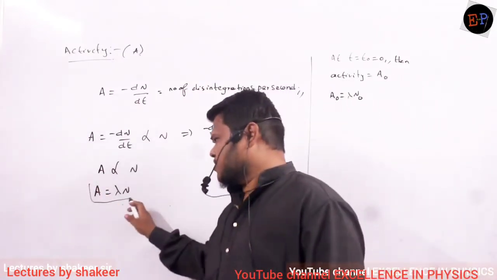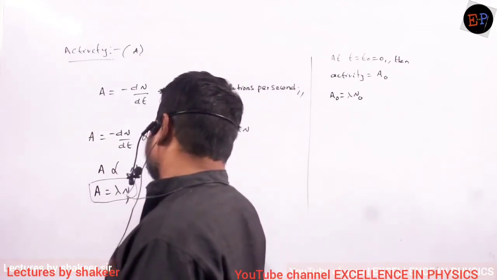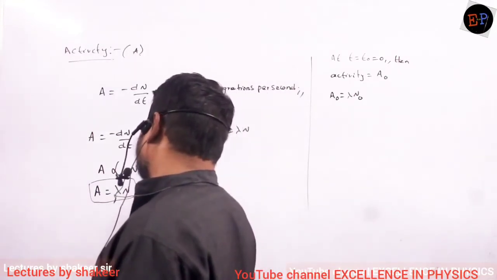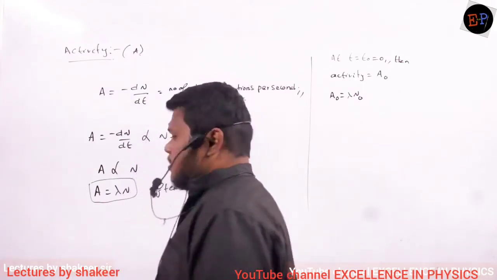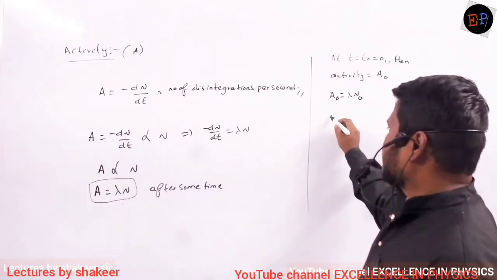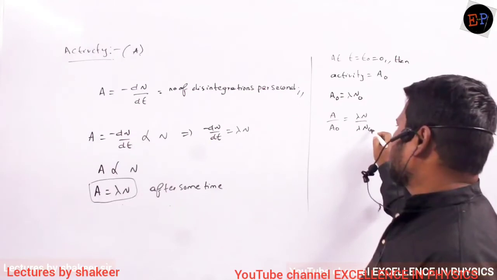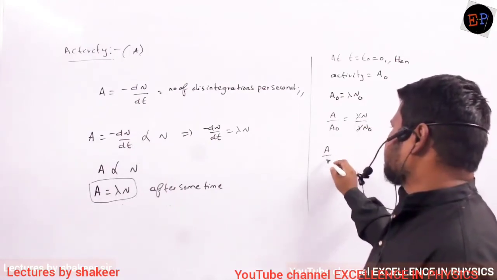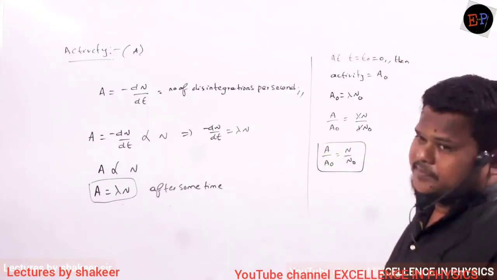So this is the activity after some time, and this is the activity initially. Therefore if you divide both of them, I can write A divided by A naught is equal to lambda N divided by lambda N naught. So lambda gets cancelled. So A divided by A naught is equal to N divided by N naught. This is one important equation.